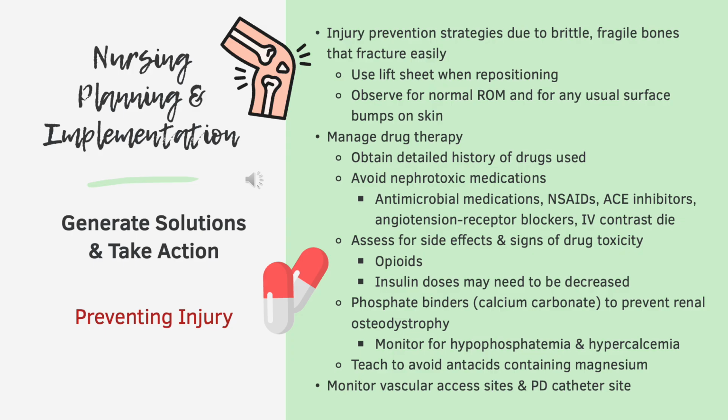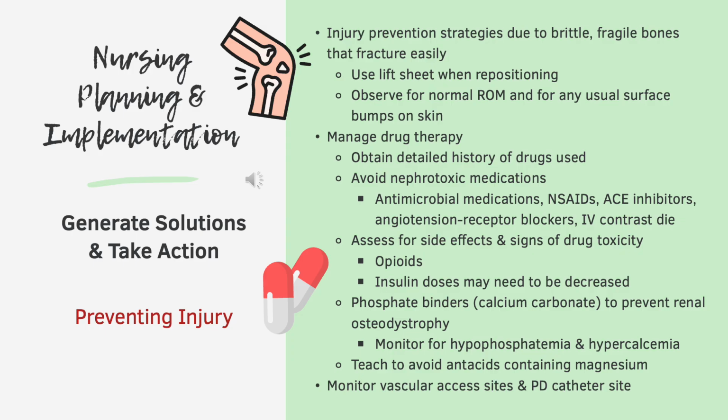With this, we want to monitor for signs of drug toxicity. For example, opioids can cause prolonged respiratory depression in patients with CKD due to that delayed metabolism. Insulin doses often need to be reduced because the kidneys can't effectively excrete these drugs, which can increase the risk for hypoglycemia. Regular blood glucose monitoring is very important in patients with diabetes because of this. And we need to educate patients to avoid any antacids that contain magnesium because CKD limits magnesium excretion, which can also lead to toxicity.